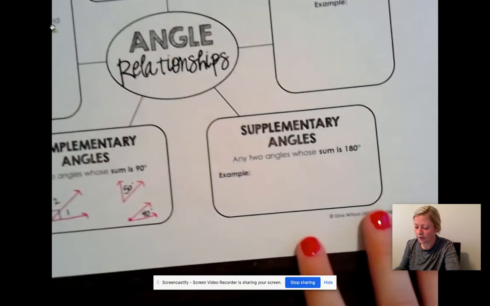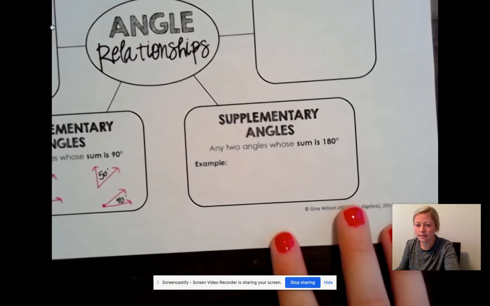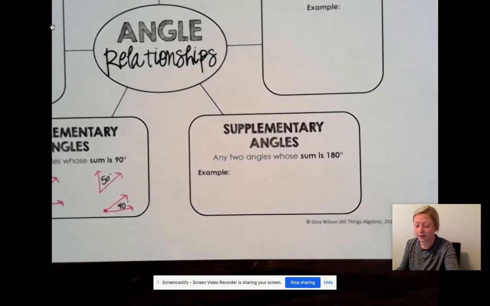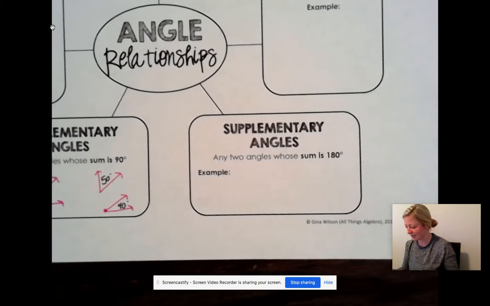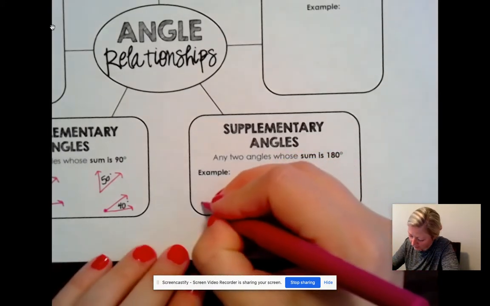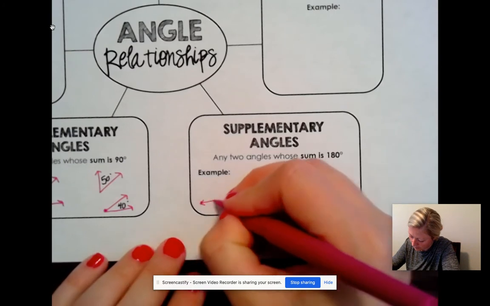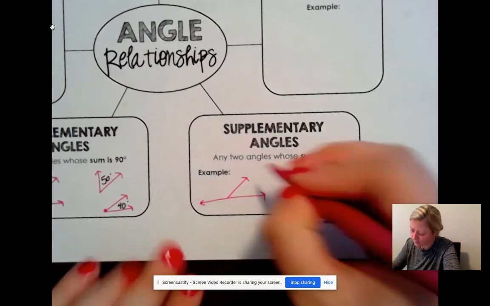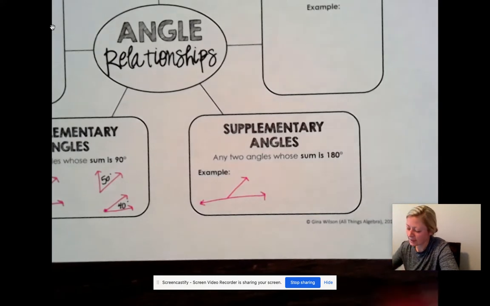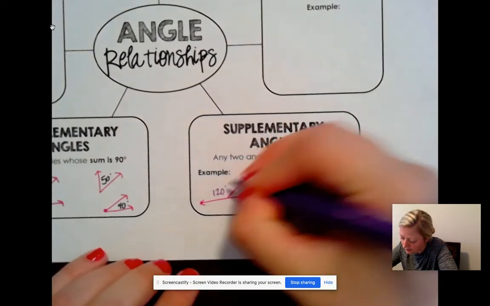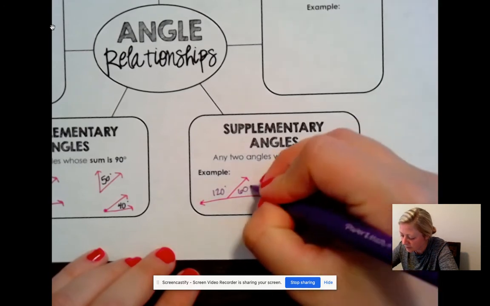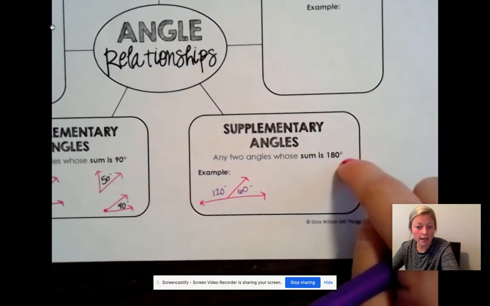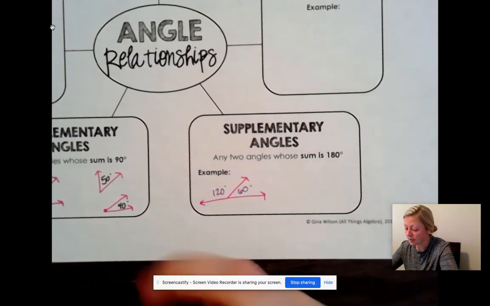Okay, if we shift over to supplementary angles, very similar to complementary, but these are any two angles whose sum is 180. So this could look, again, two different ways. We could have a situation like this where they are connected. Let's pretend this is 120 degrees and this is 60 degrees. Do those add to 180? Yep, so they would be supplementary.